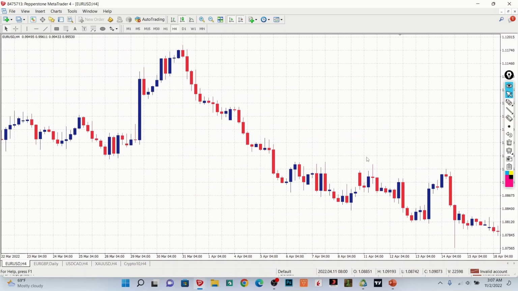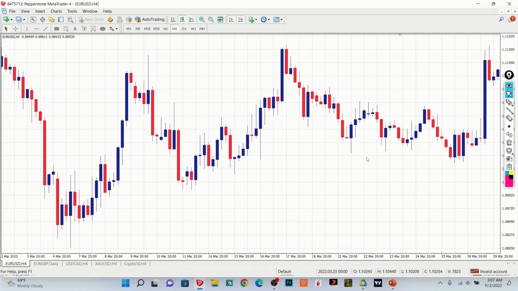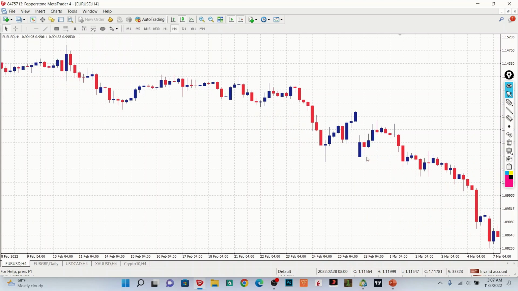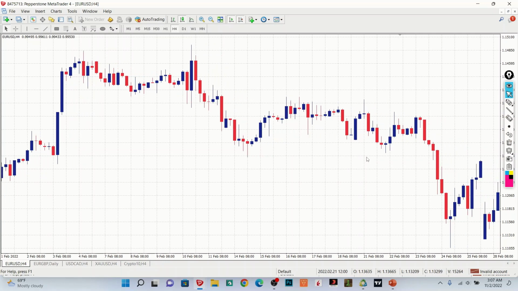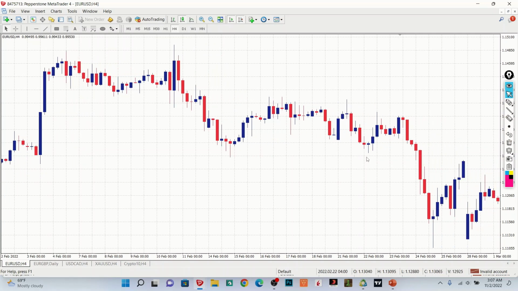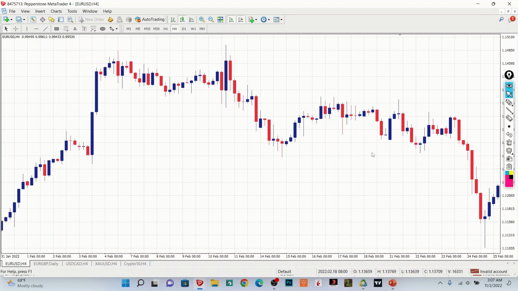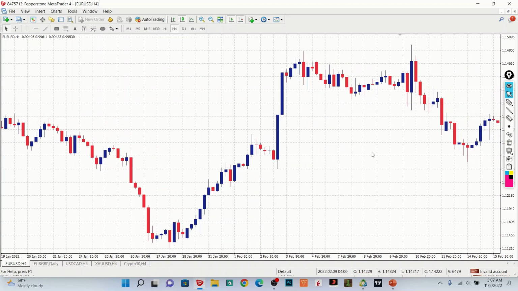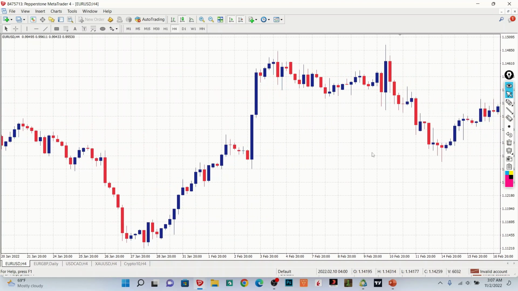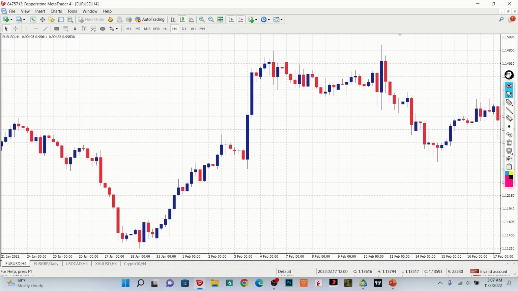So I want to get an example in a downtrend. Let's try to go back into history and see. So for example, there, that's not a clear one. Exactly there. So when you look at the chart right here, we want to see if this was our Fibonacci level.